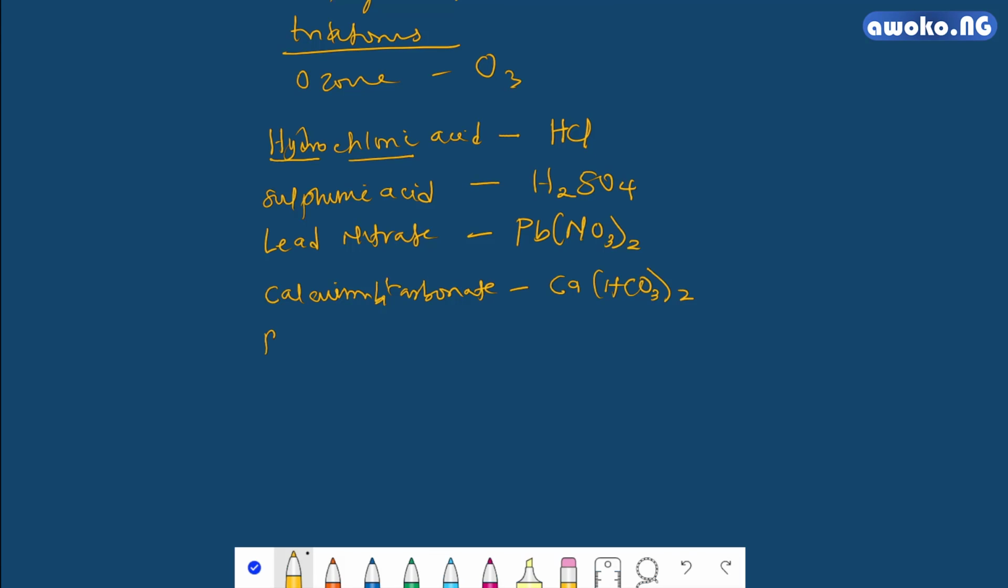Then let's take one more example. You have potassium sulfate. Potassium sulfate given as K2SO4. So this is potassium tetraoxosulfate 6. It's actually a salt. So that is the way compounds are represented.